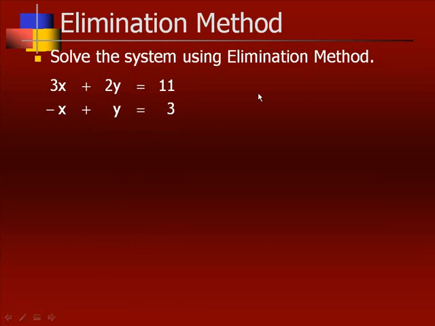Now, let's do another one. Solve the system using elimination method. We want opposites. Now, if we look at x's, we've got 3x and negative 1x. Now, opposites doesn't just mean one's a positive, one's a negative, but it means they're of opposite signs of the same number. Of the y's, we've got 2y and 1y.